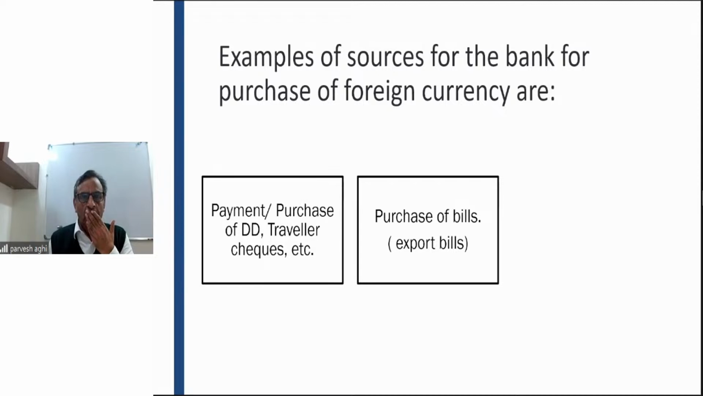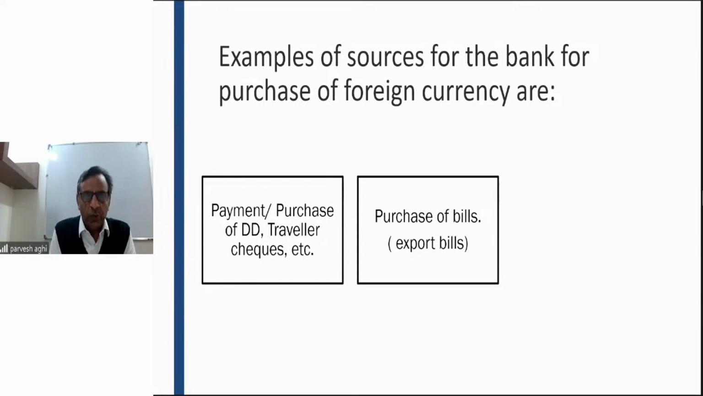Purchase of bills, export bills. Now, the bank can purchase export bills. Suppose there is a bill amounting to, say, $10,000. So the bank has purchased it, which is falling due, say, after 90 days. So the bank is going to get dollars after 90 days. So the bank has entered into a transaction by purchasing a bill. So there is a commitment made by the bank that they are going to get those $10,000 after 90 days.